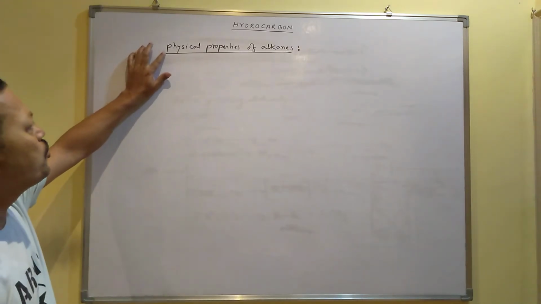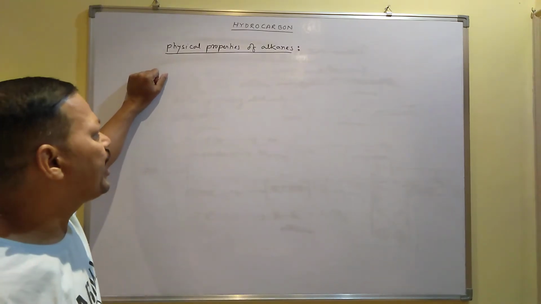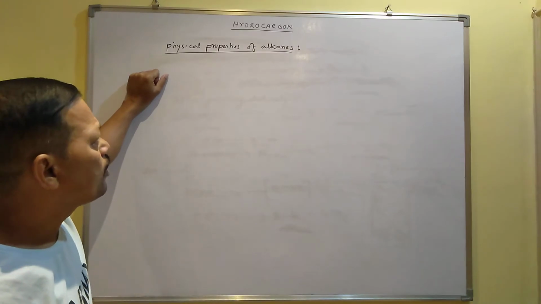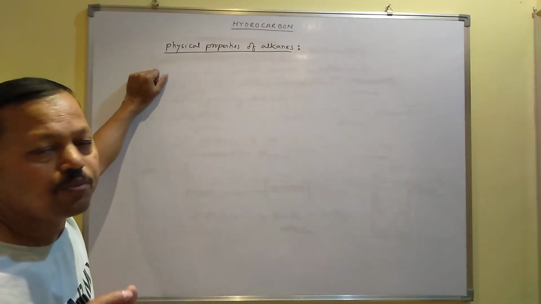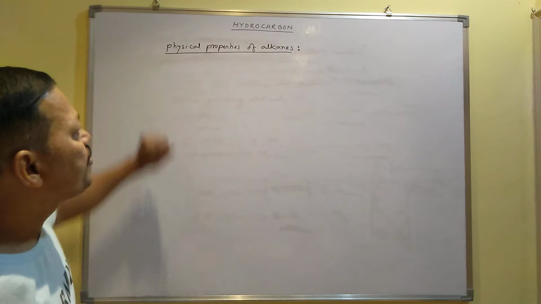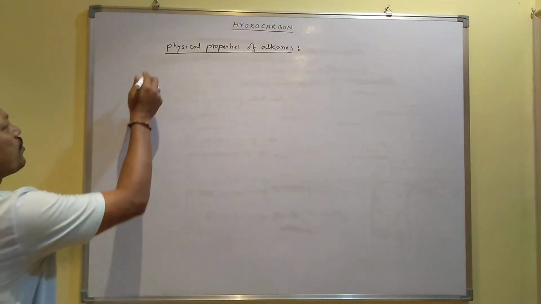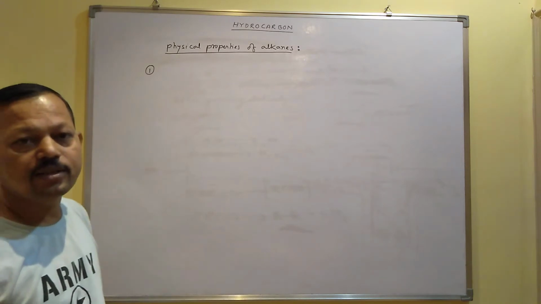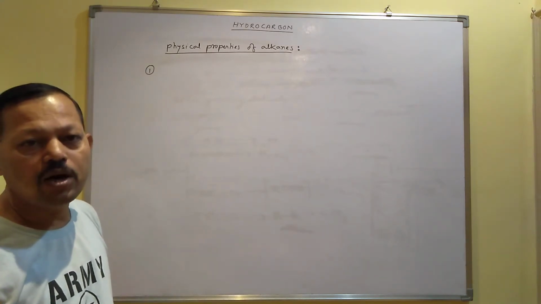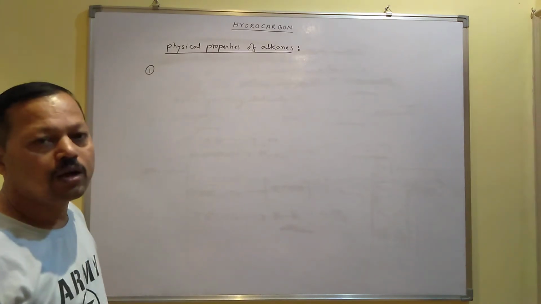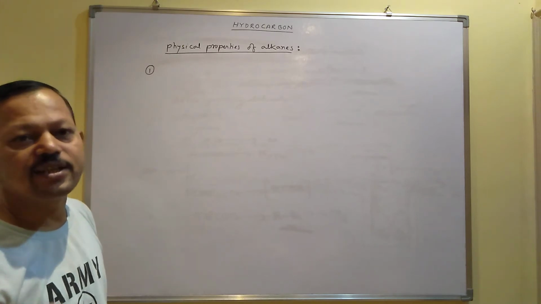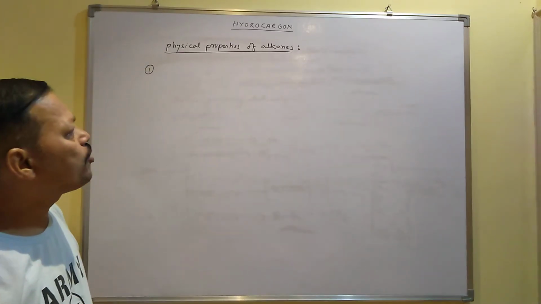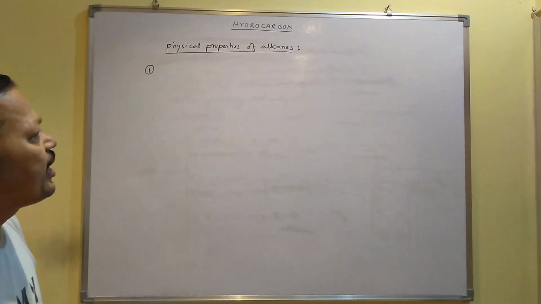So now we'll do the physical properties of alkanes. Now I'll give you the physical properties point-wise. Physical property means: what about the boiling point of alkanes? Are alkanes soluble in water or in other compounds? Do alkanes exist as gas, liquid or solid? This type of properties are called physical properties of alkanes.